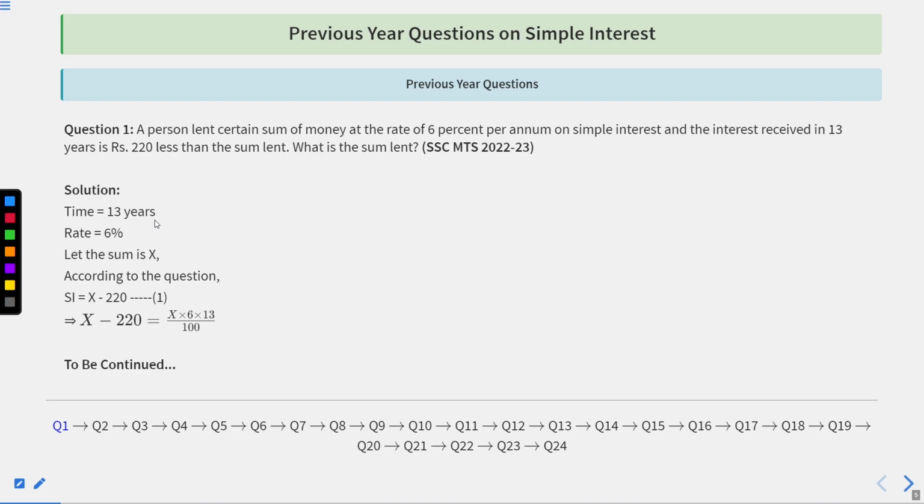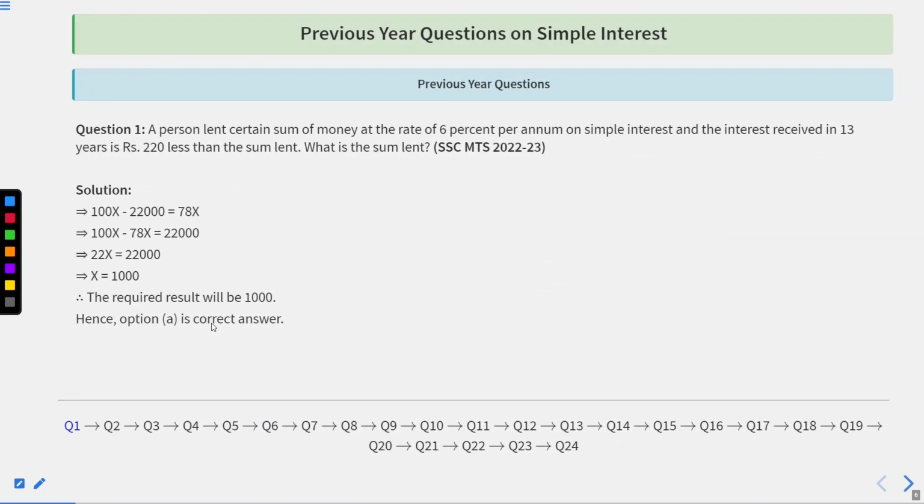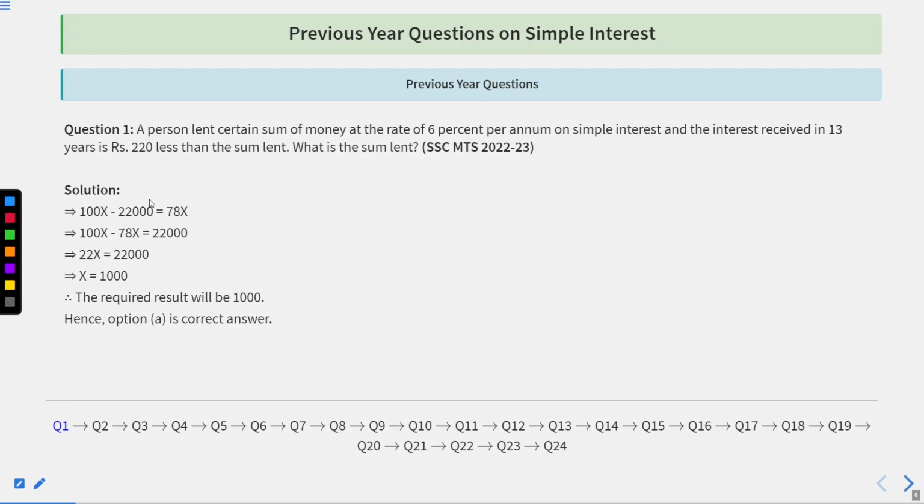Time is given to be 13 years and the rate of interest is given to be 6%. So let the sum be x. According to the question, SI is equal to x minus 220. So x minus 220 is equal to x times 6 into 13 upon 100. This is the simple interest. So we have 100x minus 22,000 equal to 78x, and when you simplify this, you will have x equal to 1000. Therefore, the required result will be 1000. The correct option here is option A.